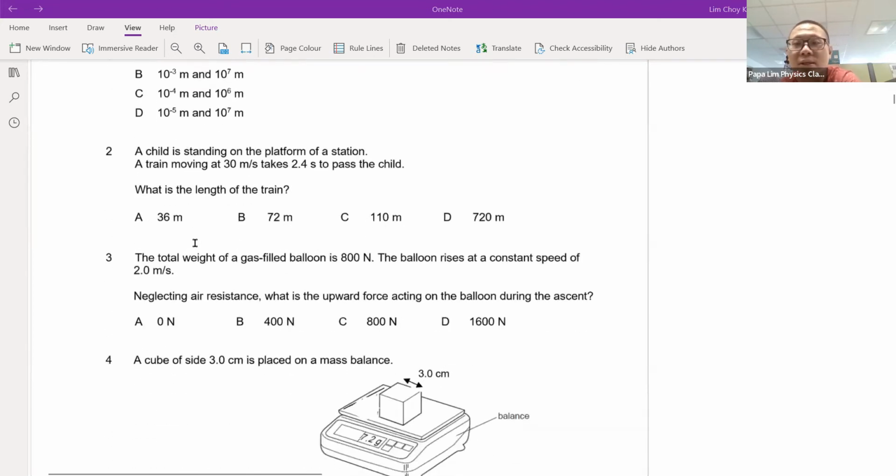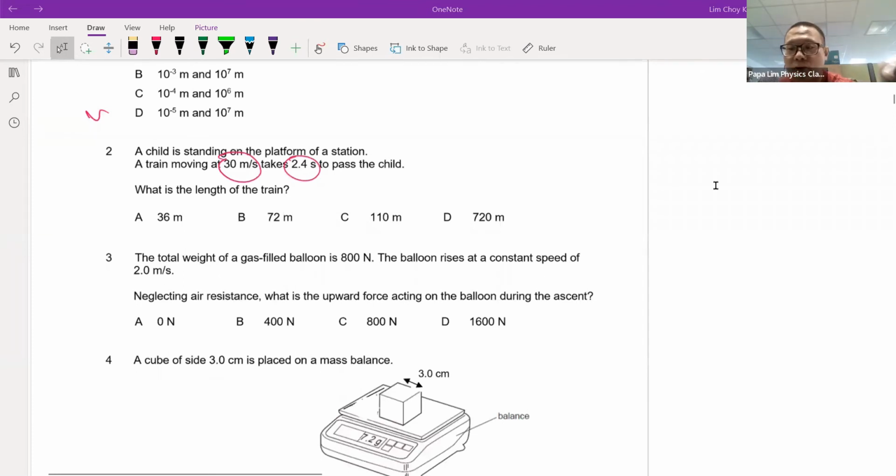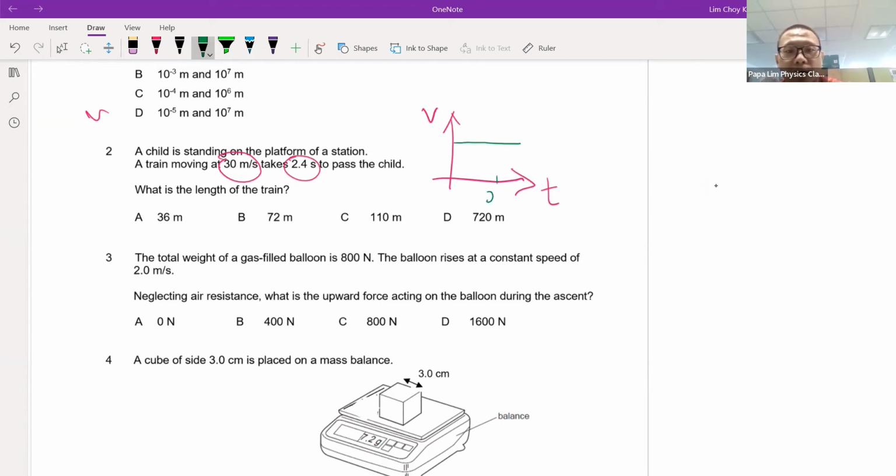For question two, it is kinematics. The question revolves around a simple constant speed question. It talks about moving at a constant speed of 30 meter per second, and it takes 2.4 seconds to pass through a particular child. If you look at the question and draw the speed time graph for the situation, you'll find that because it's a constant speed, it will be a simple horizontal straight line, and it takes 2.4 seconds to pass the kid.